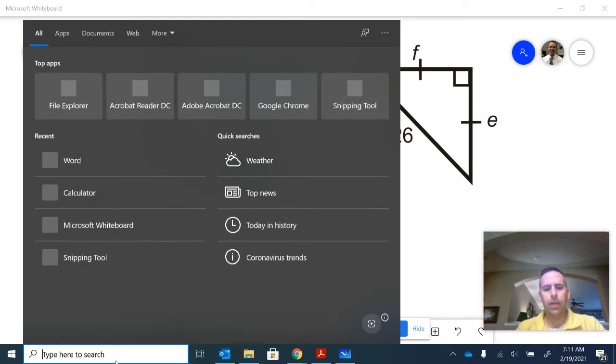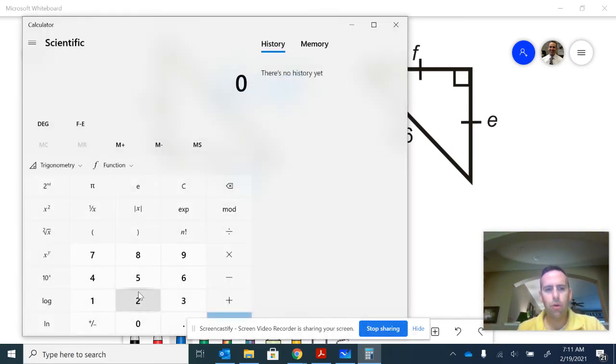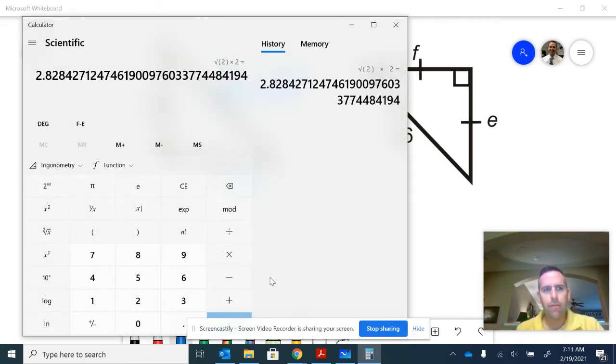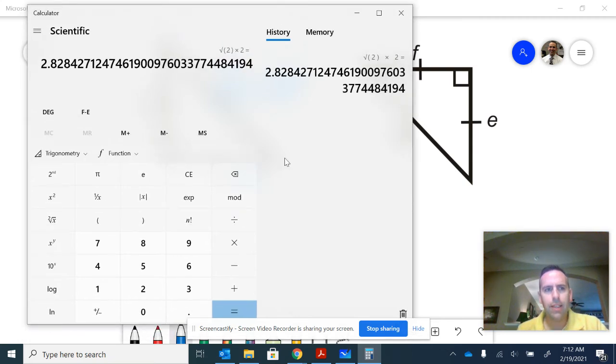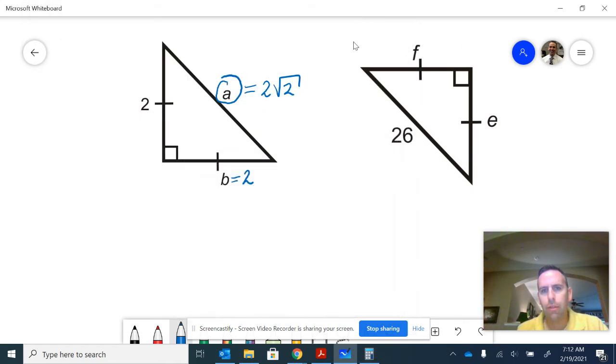So if you wanted to get a decimal approximation, you open up a calculator. I'm going to take the square root of 2, multiply it by 2, and get my answer there to be 2.828, rounded off to the nearest hundredth, 2.83. So I'm going to say that a is approximately 2.83.